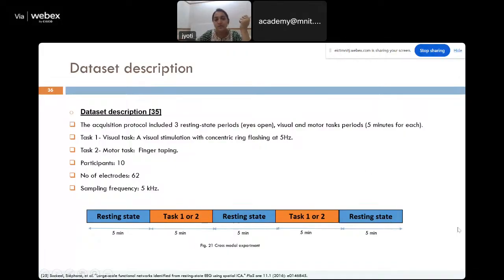In total, 25 minutes of data was there, and the sampling frequency is 5 kilohertz, which is too high. If you process 5 kilohertz, that is 5,000 samples per second for 25 minutes, it will be too time-consuming.